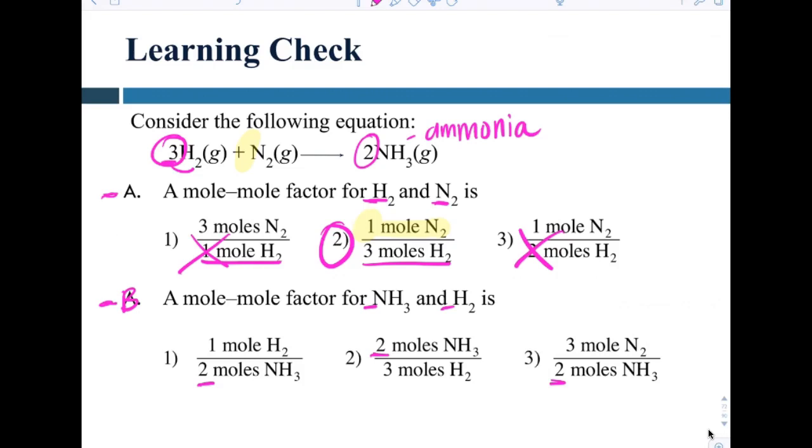But I want a mole ratio between ammonia and hydrogen. So look at the hydrogen, I need a 3. Well, that's not a 3. Here's a 3, and this is 3 moles of N2, and I'm asking for hydrogen. The number in front of N should be 1, so not this. So 2 is also the answer for this one.